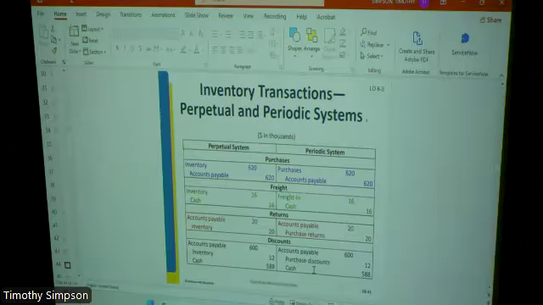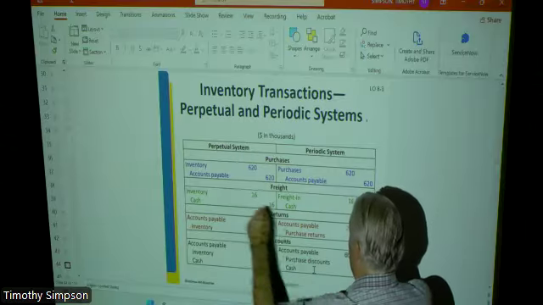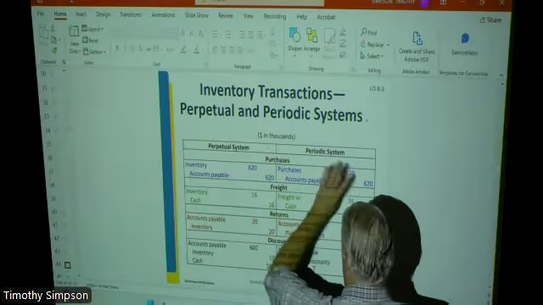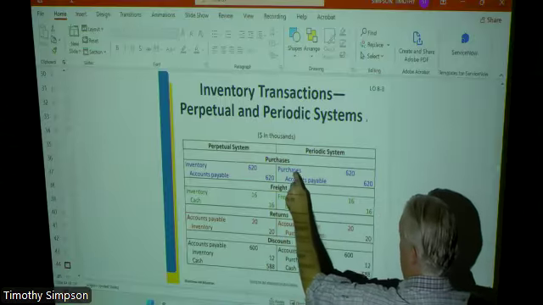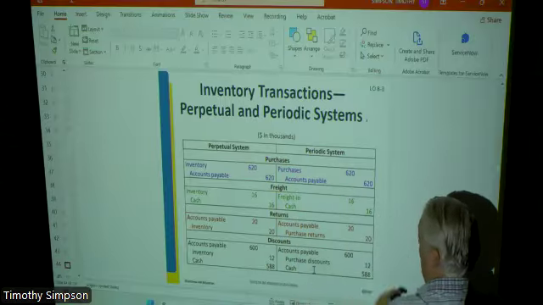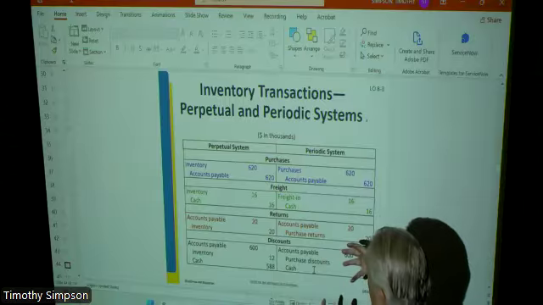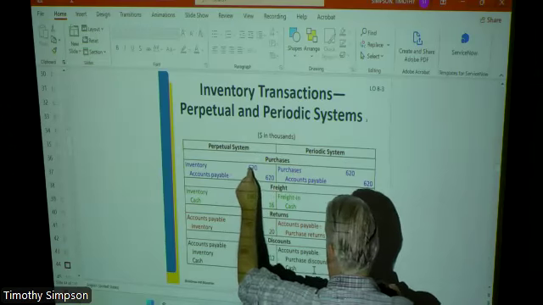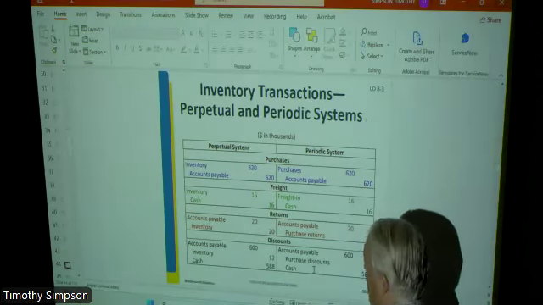So remember, one of the big things we should talk about in the periodic system is we're going to have a purchases account. So this differs from the perpetual system in the fact that we buy inventory, and this is in thousands, so we chopped off 3 zeros here. We're going to debit a purchases account and accounts payable. These are on account, right? But in the perpetual system, we're going to book it straight to inventory and accounts payable. So it's a little bit different.